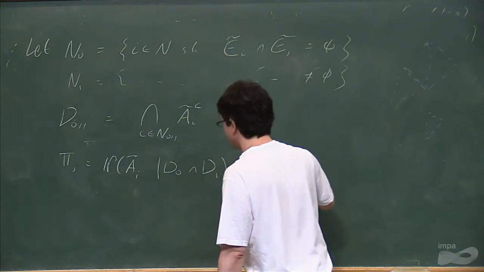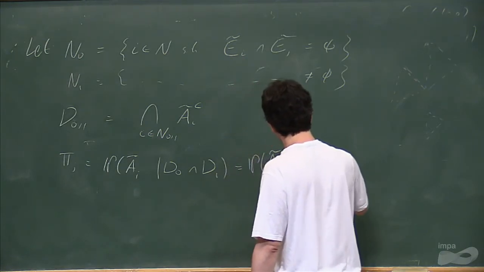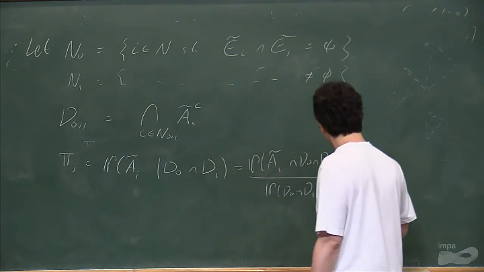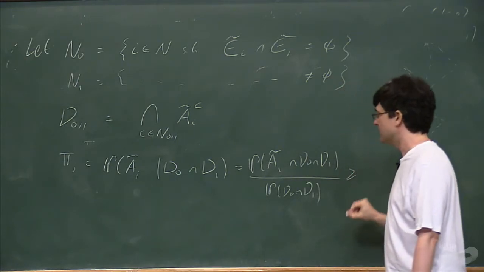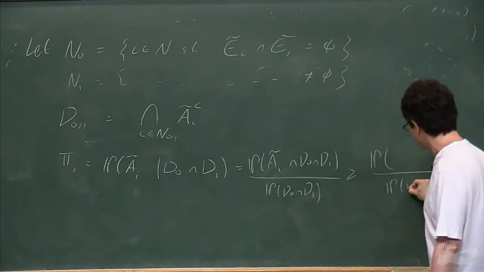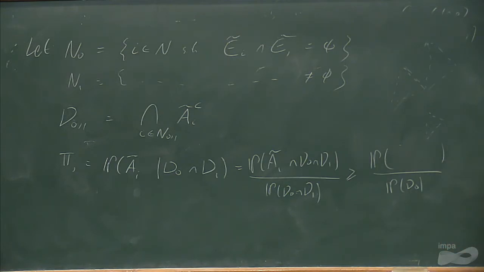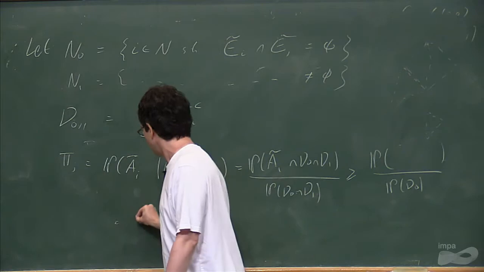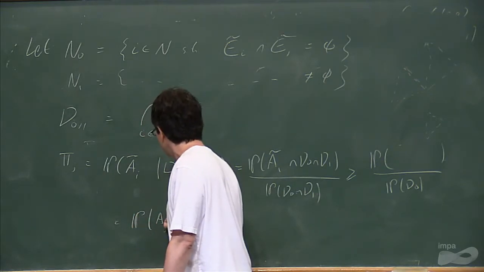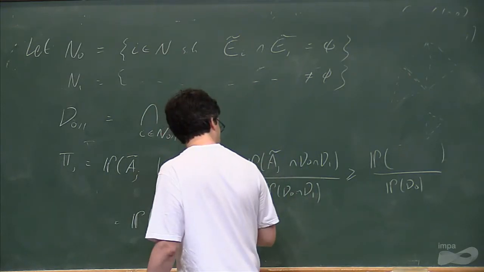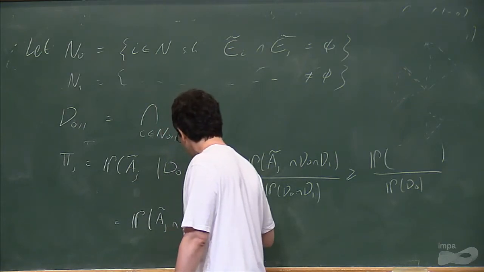So this is the probability of aj twiddles intersect d0 intersect d1 over the probability of d0 intersect d1, which is at least, if I've got it the right way around, which I have, the probability with the same on top, just divided by the probability of d0. So this is the Bollobás-Spencer simplified proof of Janson's inequality so far. Which is the probability of aj twiddles intersect d1 given d0.